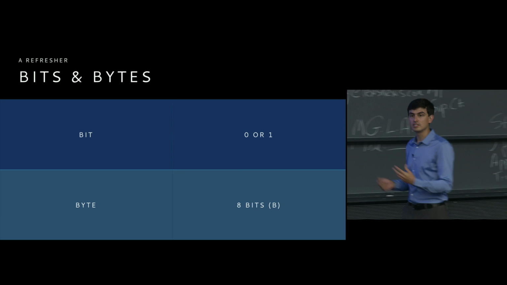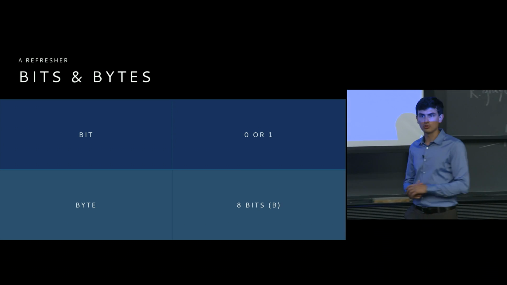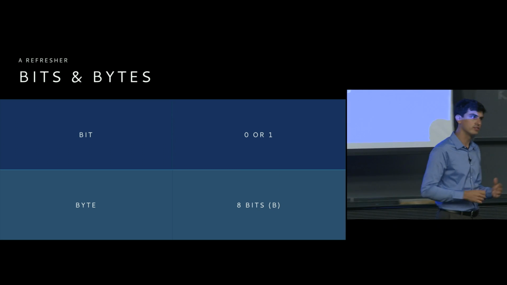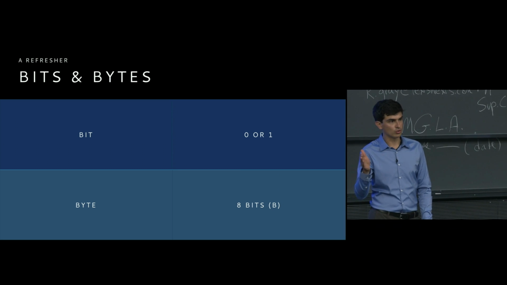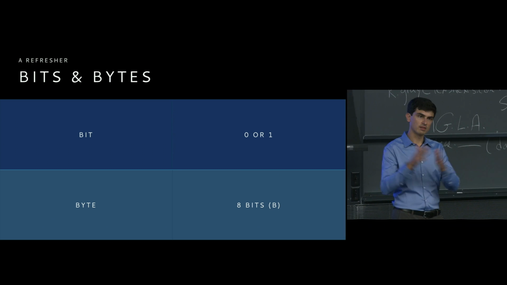So we have a bit, which is either a 0 or a 1. We have a byte, which is a collection of 8 bits. So in other words, we have a bit, which is either 0 or 1, followed by another bit, followed by another bit, a collection of 8 of those.